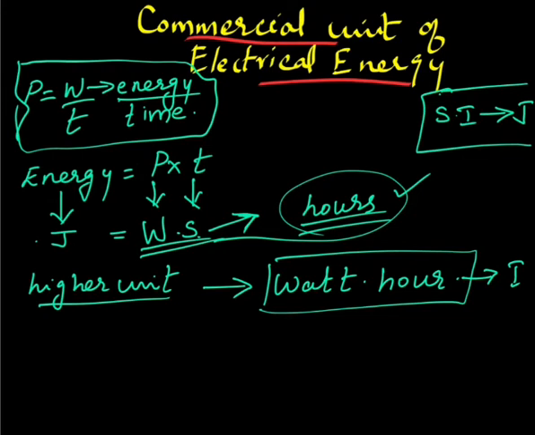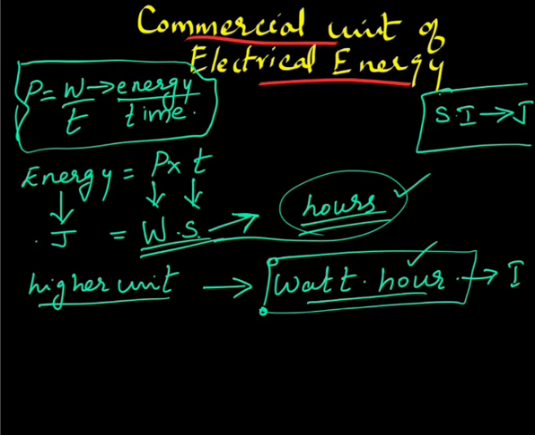Okay, so this is the first commercial unit of electrical energy. That is, we can express electrical energy in terms of watt hour, and this watt hour is a commercial unit of electrical energy. As I told, we are converting this for the convenience, because we are using electricity for many hours. If you calculate the energy in terms of seconds, the energy value will be very large. So it causes inconvenience. So for convenience, we have devised a commercial unit which is watt hour.